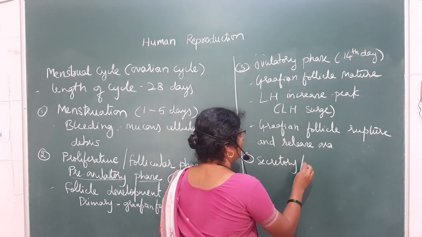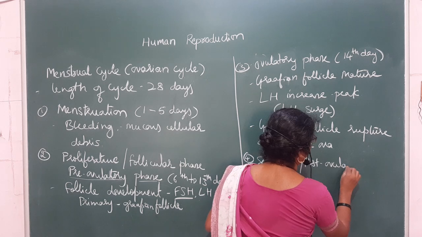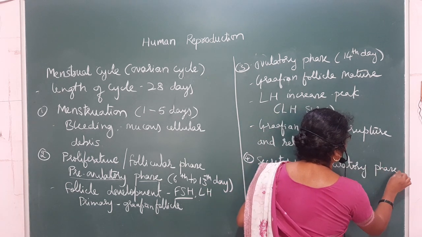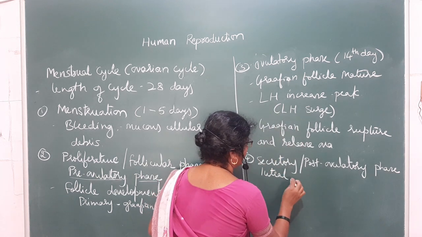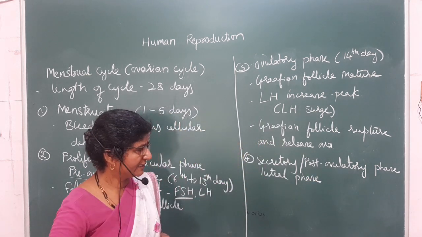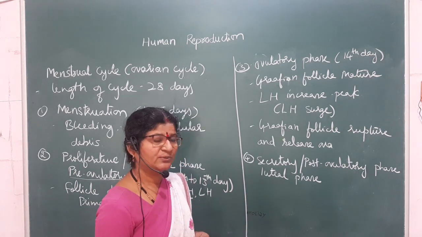Secretory phase, or it is also called post-ovulatory phase, or it is also called luteal phase. The fourth phase is called secretory phase or post-ovulatory phase, or it is also called luteal phase.